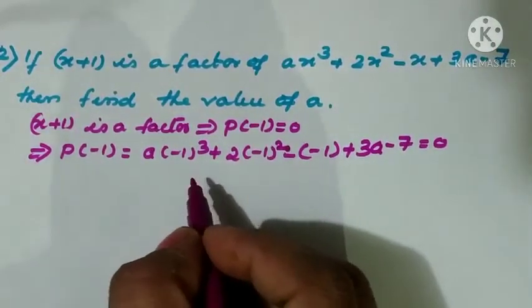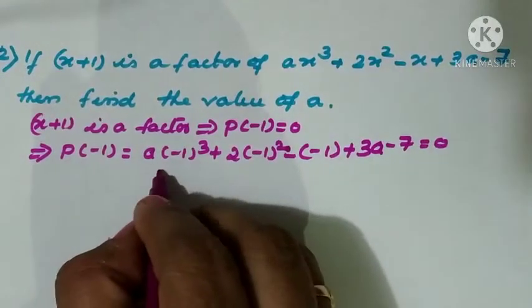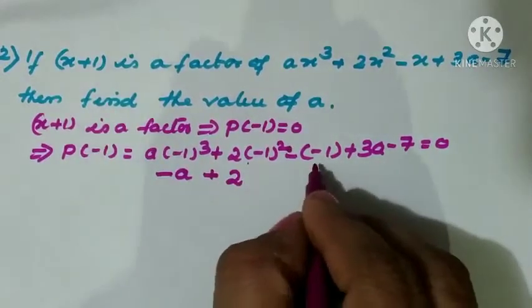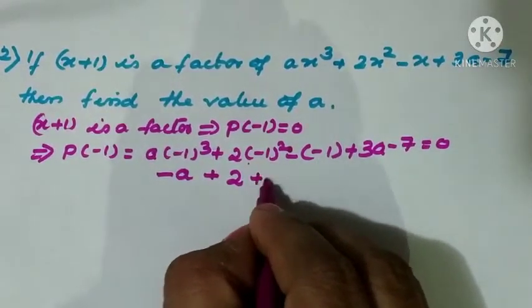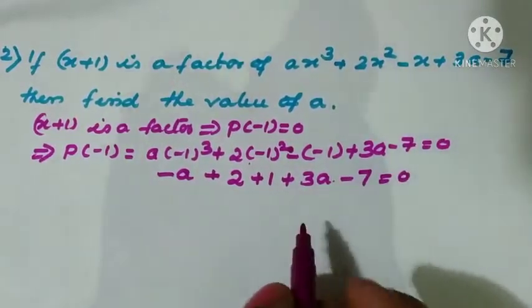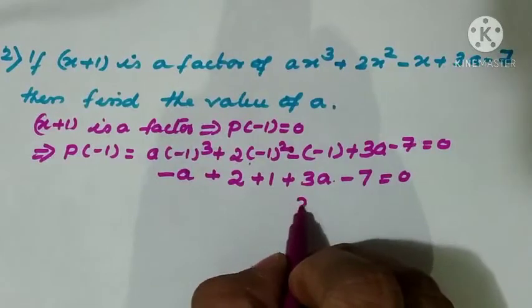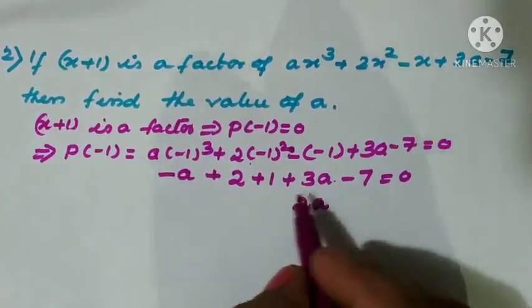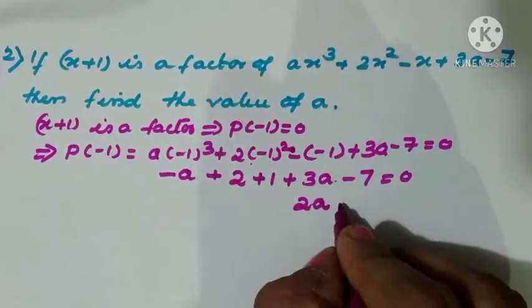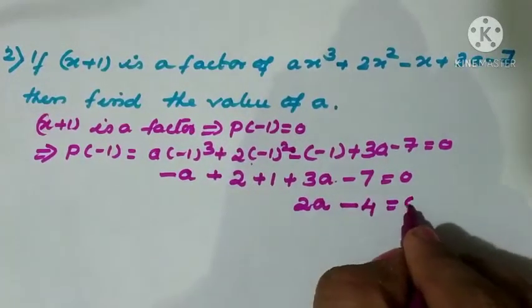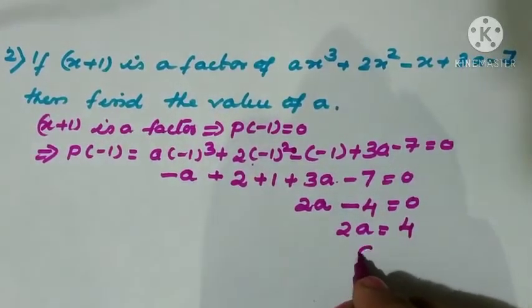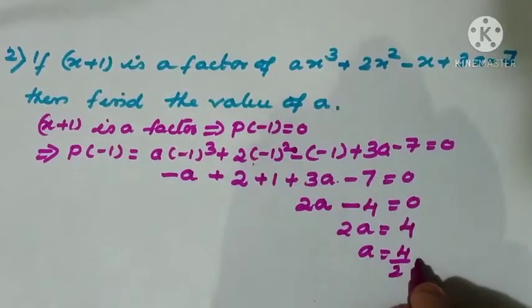What is minus 1 cube? Minus 1. So minus 1 into a, it is minus a. 2 into plus 1, that means 2 only. Minus into minus 1, that is plus 1. Plus 3a minus 7 equal to 0. What is 3a minus a? It is 2a. So 2 plus 1 minus 7. 2 plus 1 is 3. 3 minus 7, that is minus 4 equal to 0. Or we can say 2a equal to 4. A equal to 4 by 2 equal to 2.